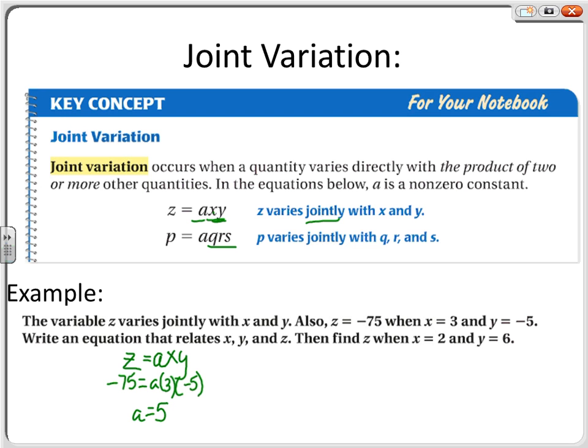Make sure you can get 5 for your constant of variation. So your equation is z equals 5xy. There's the equation part. Now let's go ahead and find z when x equals 2 and y equals 6. And I got 60. Hopefully you did too.